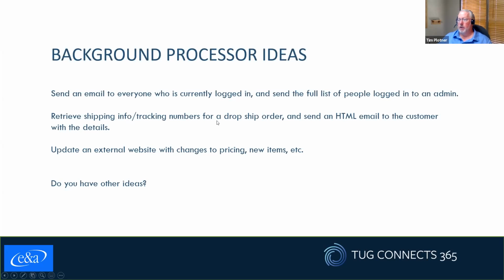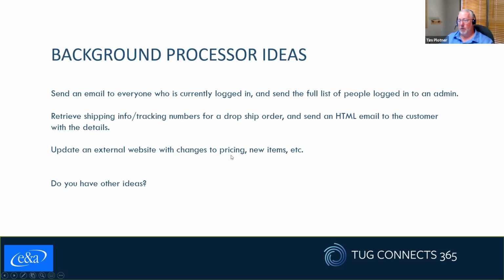Retrieve shipping and tracking information on a drop ship order and send an HTML email to the customer with the details. So you could automate this if you have a shipping interface for some purpose, and you want to send an email with tracking numbers to your customers. You don't have to do that manually. You could have a background processor created that went through and said, what are all the items that ship today? If I can get tracking information, let me get it, and let me automatically send an email to the customer with the details. So that's something a background processor could do.